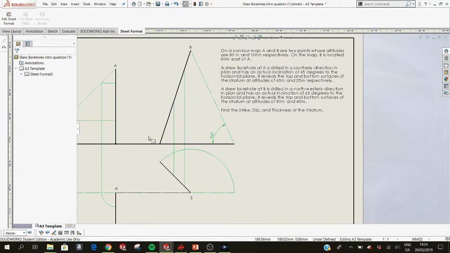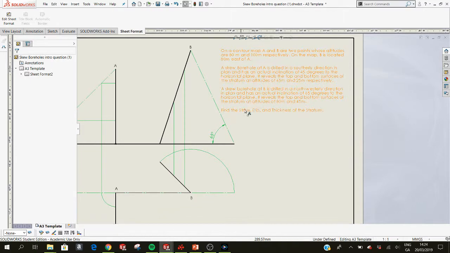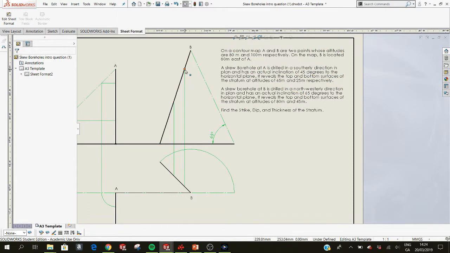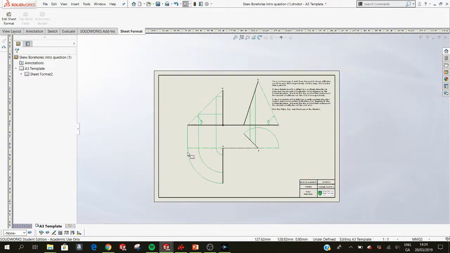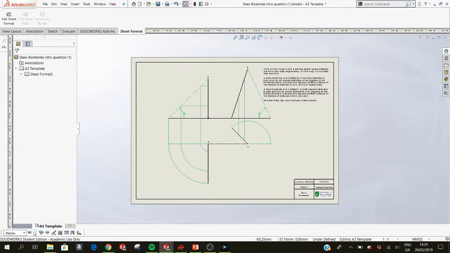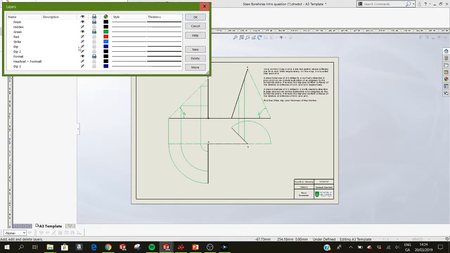It's much easier in plan and elevation for the skew borehole B. We are given altitudes of 80 meters and 45 meters for the head wall and foot wall here, and these are simply marked out 80, 45, and then projected down to plan, and they will be right there for that. So once these are joined up, we can draw them in, and that will give us our head wall and our foot wall.